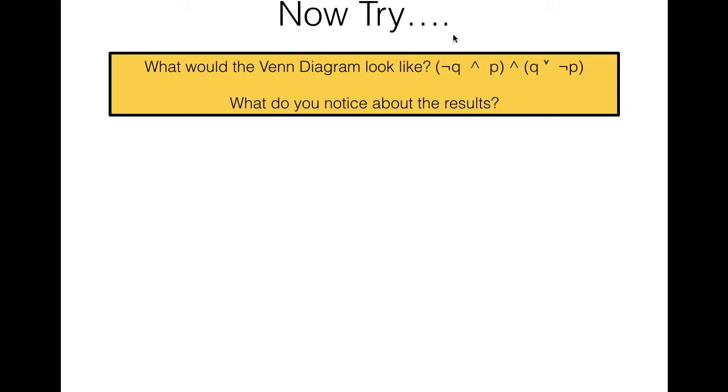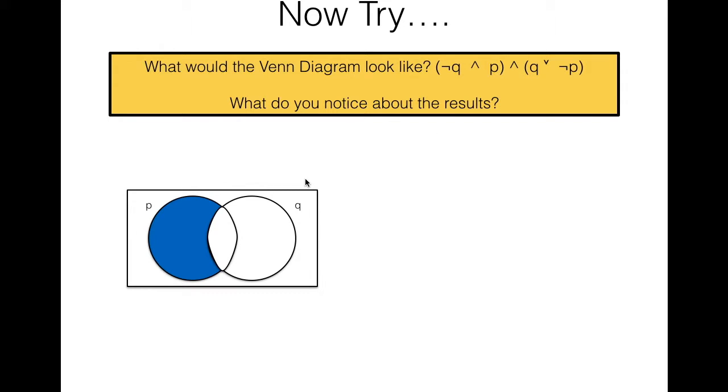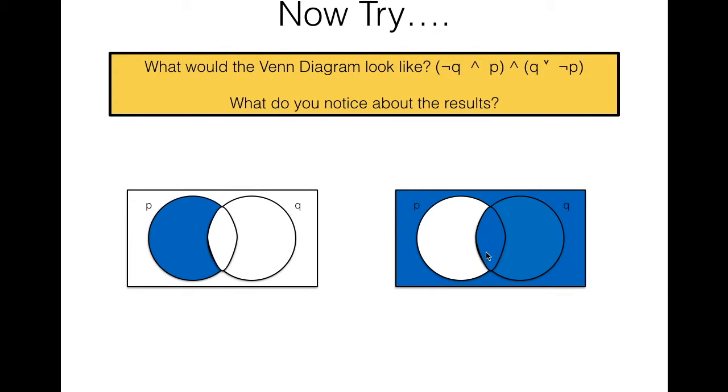So first of all, again, let's just have a look at this. Not Q and P. So we're looking at the overlap between not Q, which is anywhere that Q is not, and P. So the only place that overlaps is here. And then we've got Q or not P. So Q would be this circle here, and not P is going to be all of the rest of this area here, and obviously this bit again.